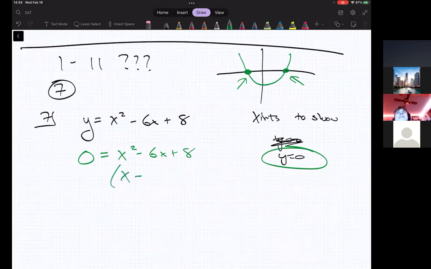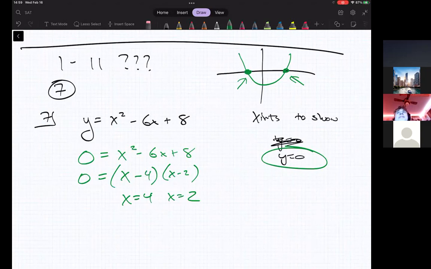What does this factor into? x minus 4, x minus 2. Factoring, we've seen at least 3 factoring problems, so you definitely want to brush up on that if you need to. Equals 0. So then I have x equals 4 and x equals 2. I'm looking for the choice that shows me those two numbers, and that's why the answer is D.